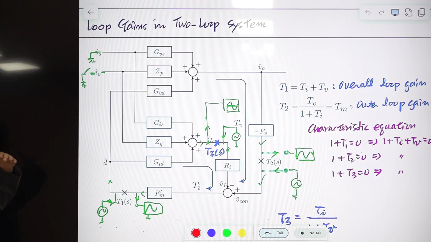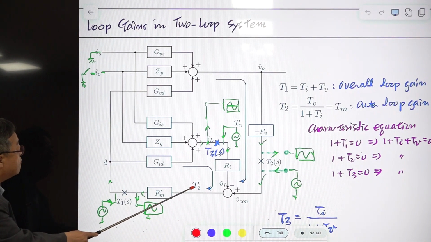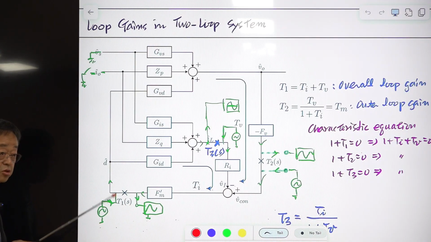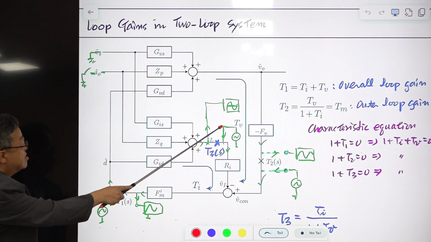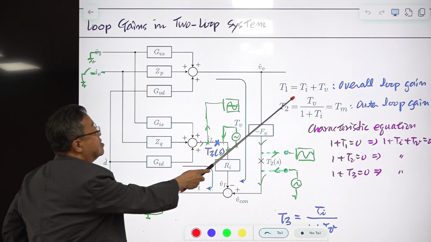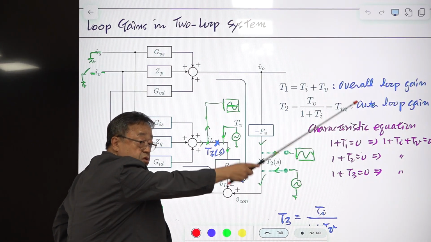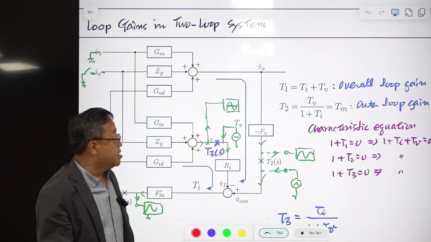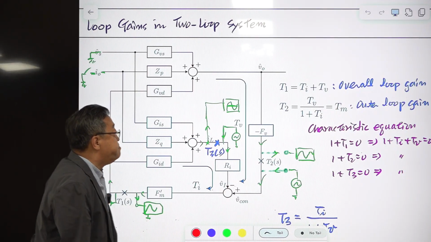Some of them are coming in the numerator. In the denominator, 1 plus loop gain of the loop. But this is broken. There is no loop. Ti is not existing. This is broken, and the TB is not existing because this is broken. So only this one is loop gain. This is called overall loop gain. This is called outer loop gain.